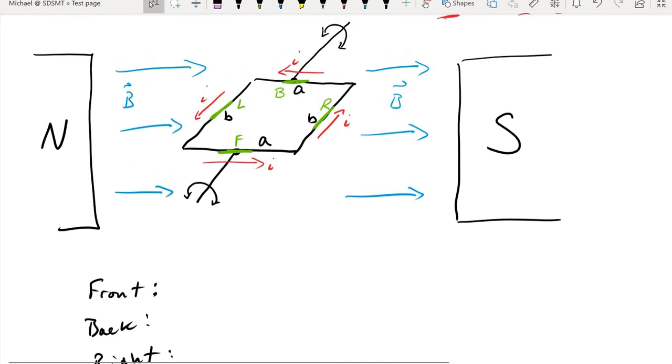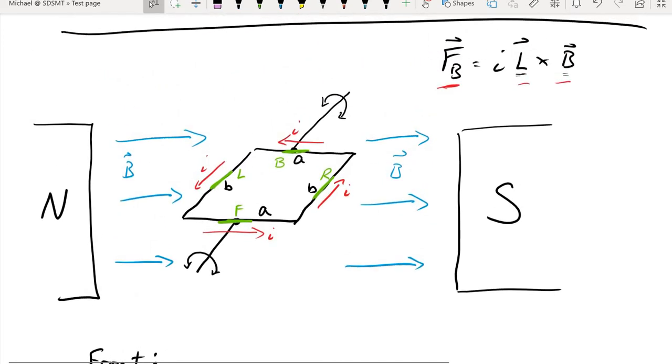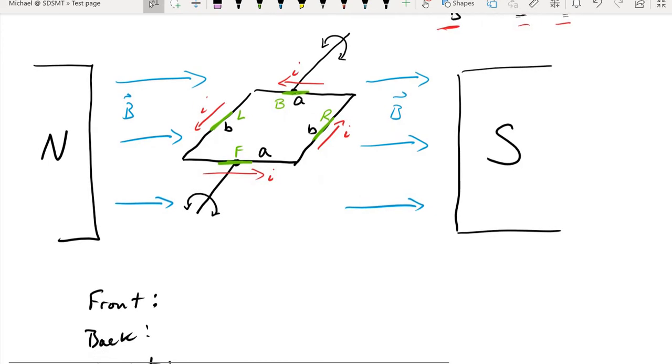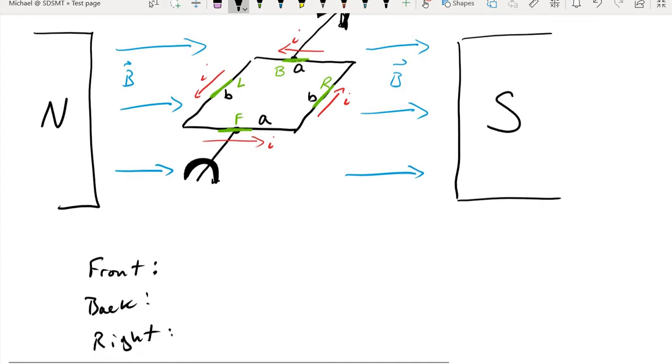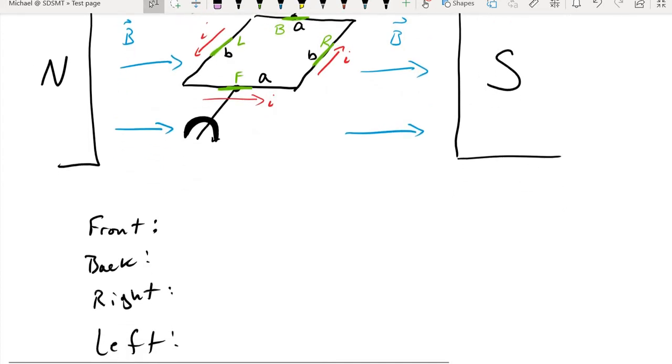All right, so we want to know what magnetic force, if any, is acting on each of these legs. Because if we have forces involved, those forces could cause the loop to start rotating along its pivot. So we've got our pivot point here. We want to know if one or more of these forces is going to contribute to allowing this loop to rotate. And if that happens, then we need to have a discussion on torque.